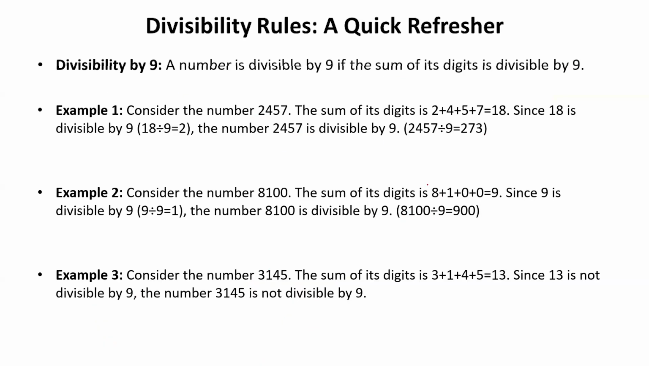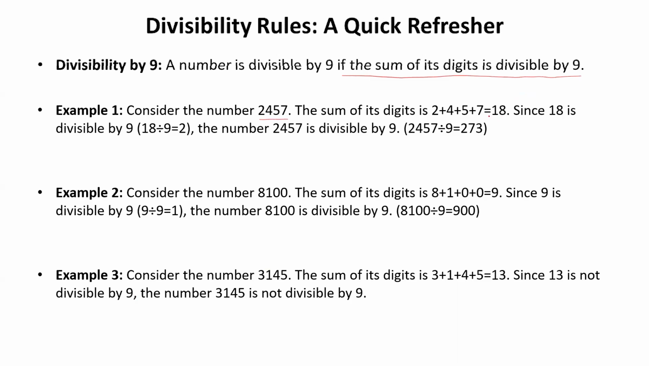Okay. Next, 9. How will you check whether a given number is divisible by 9? A number is divisible by 9 if the sum of its digits is divisible by 9. Rule is pretty simple and it is quite similar to how we checked divisibility by 3. So add the digits. If the sum is divisible by 9, that means number is divisible by 9. Just look at this number, 2457. Add the digits. 2 plus 4 plus 7 plus 5 is equal to 18.